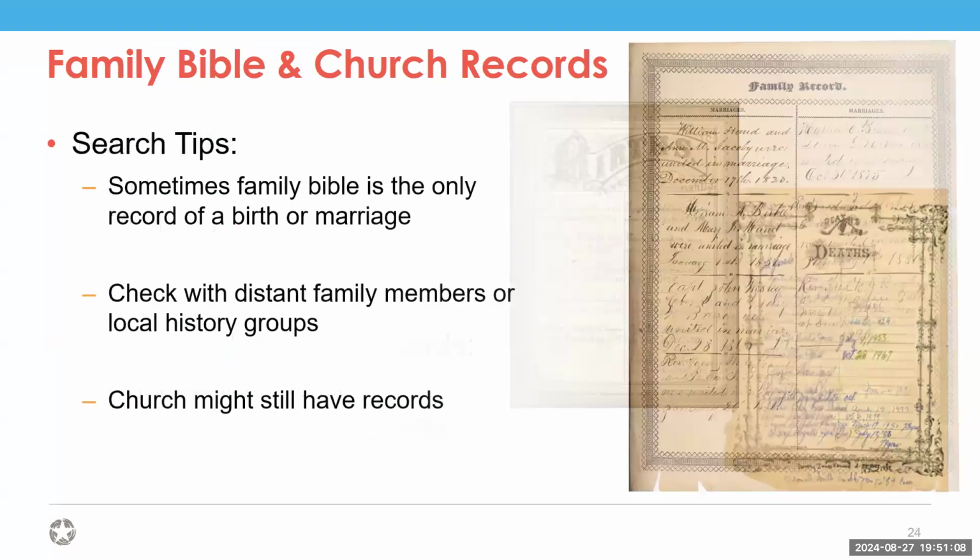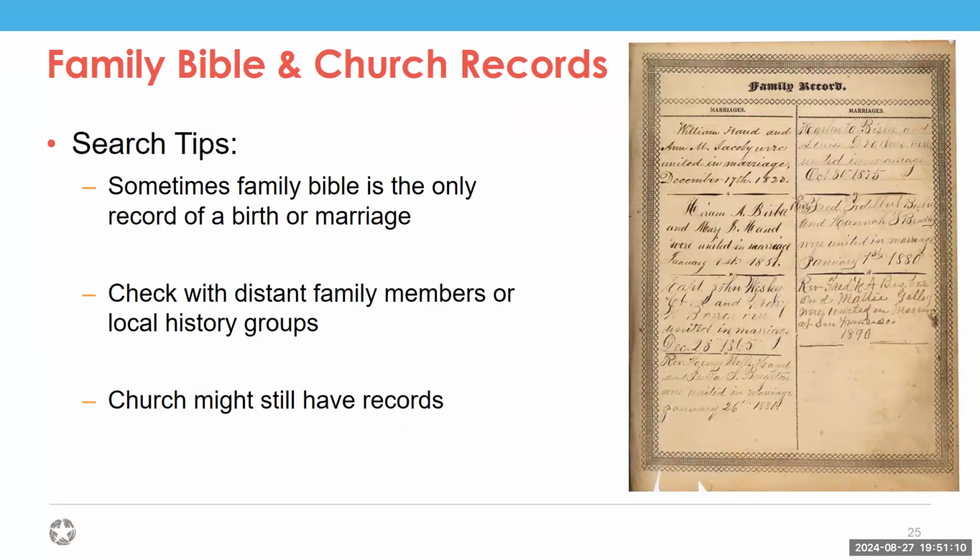Some things to think about with these records as well. Sometimes the family Bible is the only record of a birth or a marriage. So, for example, if a child died shortly after birth, a birth or death record might not have been filed, depending on the time period. This is especially true in the time periods prior to the state keeping vital records. Sometimes the family Bible was it, that was the record of the birth.